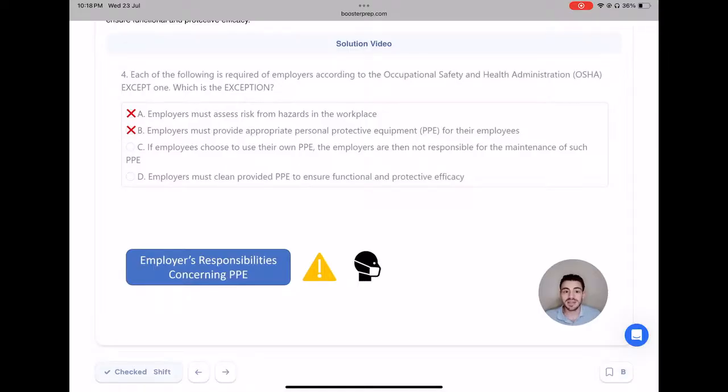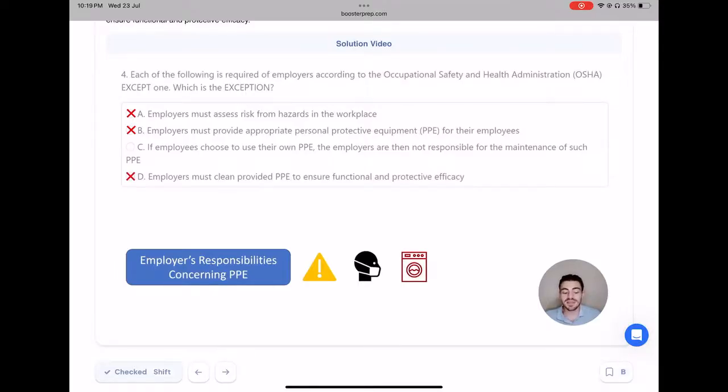Looking at statement D, it states, employers must clean provided PPE to ensure functional and protective efficacy. Now again, because individuals working in this dental workspace setting are going to be encountering bloodborne pathogens and biohazardous materials, it's important that their PPE is in functional and protective shape and capacity. And so in order for this to happen, it's important that employers are effectively cleaning any PPE that is provided by them. So this statement is also true and not the exception, and we can move on.